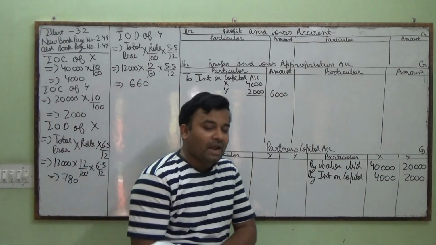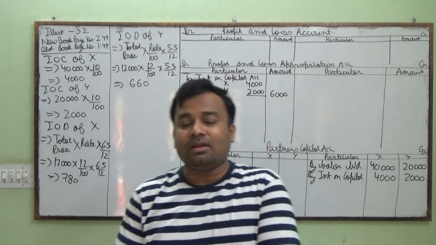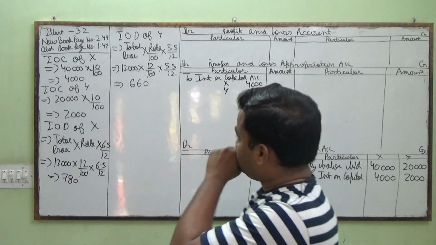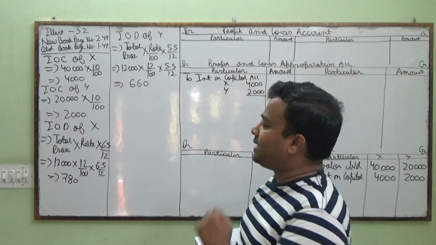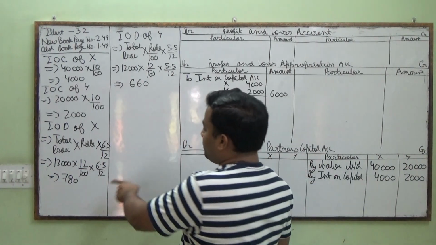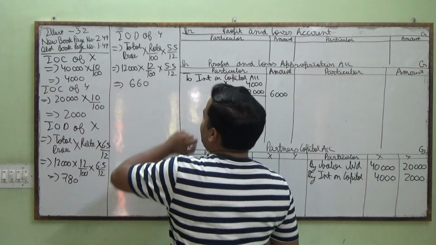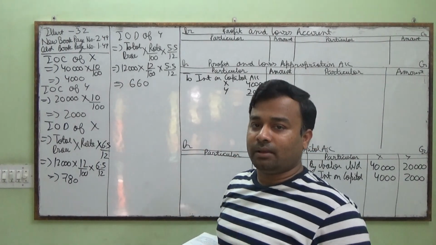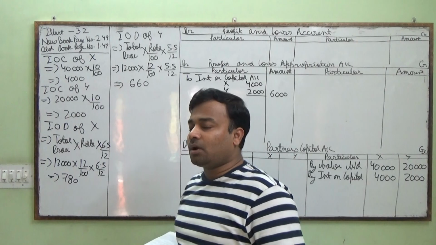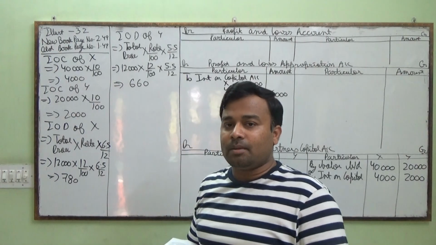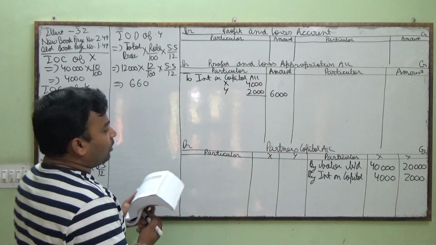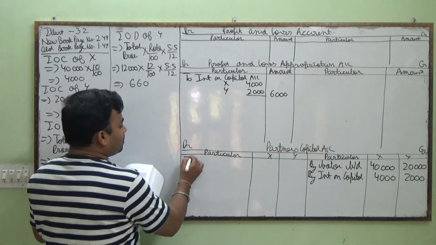So, what will be the entry for charging interest on drawings from the partners? Entry will be: X capital account debit, 780; Y capital account debit, 660; to interest on drawings. In this entry, the capital accounts are debited by interest on drawings.